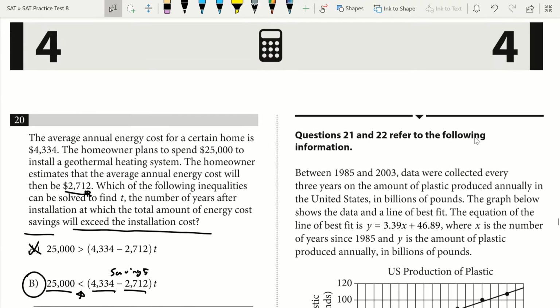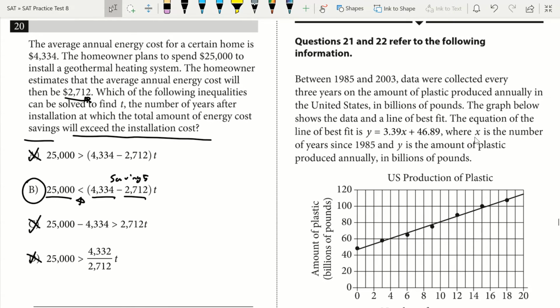All right, question 21. They refer to the following information. Between 1985 and 2003, data was collected every 3 years on the amount of plastic produced annually in the United States in billions of pounds. The graph below shows the data in a line of best fit. The equation of the line of best fit is given, where X is the number of years since 1985 and Y is the amount of plastic produced annually in billions of pounds.